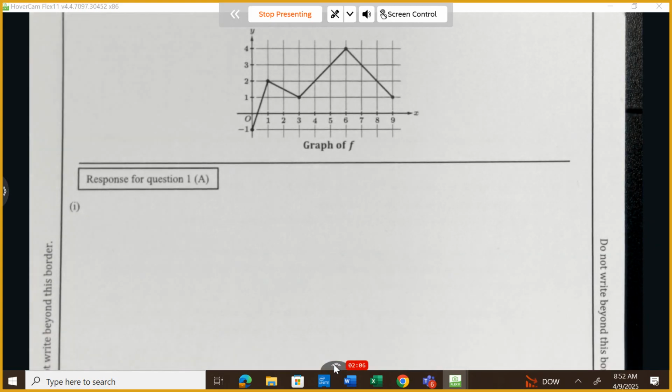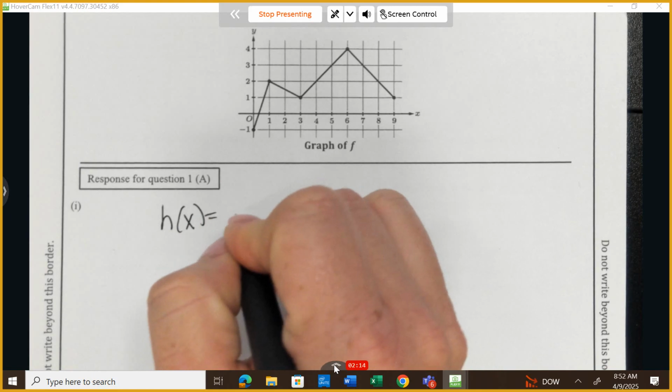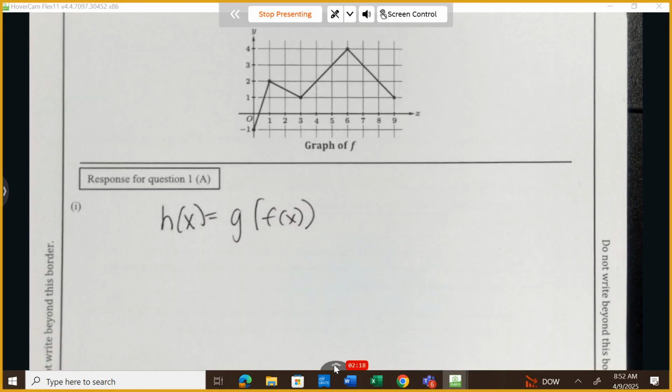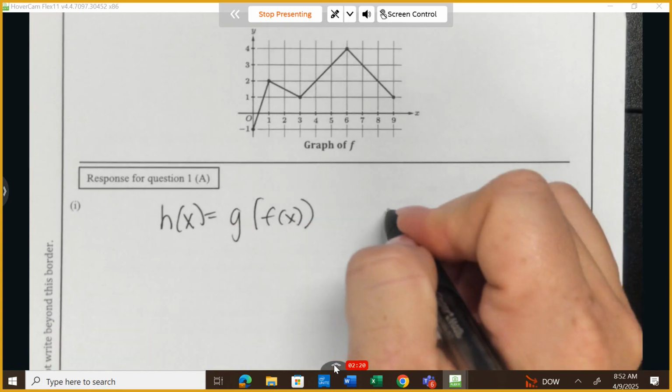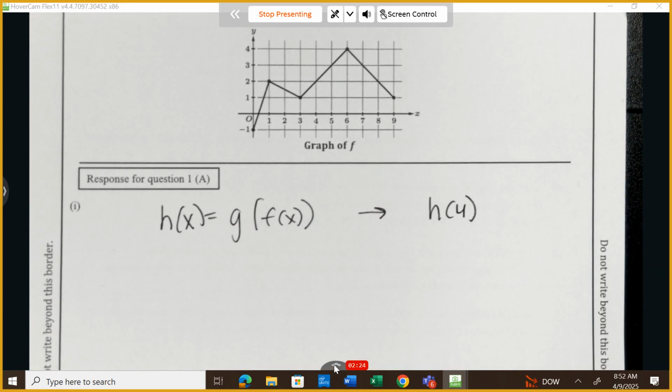So let me grab a pen in which you can see. This is what I would write down. I know h of x equals, and I'm going to put it in this composite function form. Okay, got it. Now it wants me to know what is h of 4. That's what we want to find out, correct?